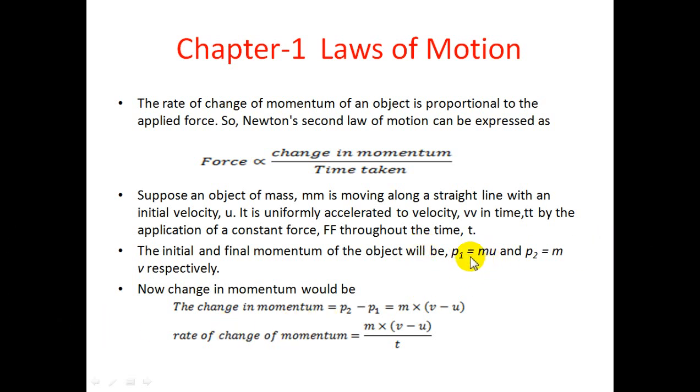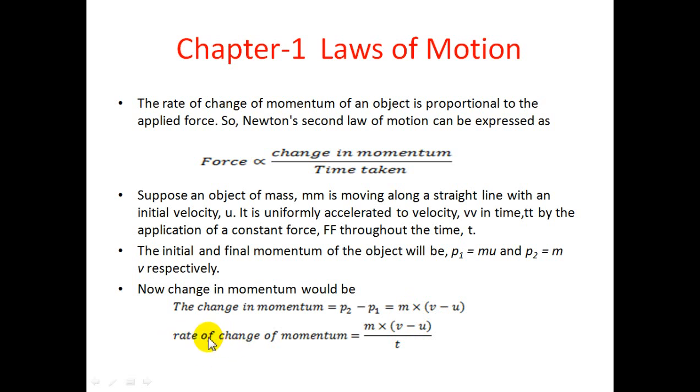Here the first momentum is mu. Why have I written u? u is the initial velocity. p2 is mv, with v the final velocity. So the change in momentum will be p2 minus p1, or mv minus mu, which we can write as m into (v minus u).